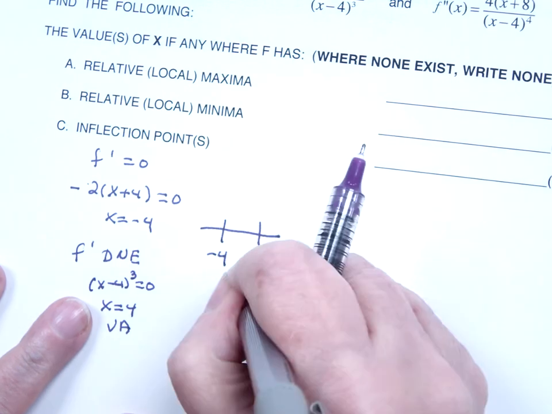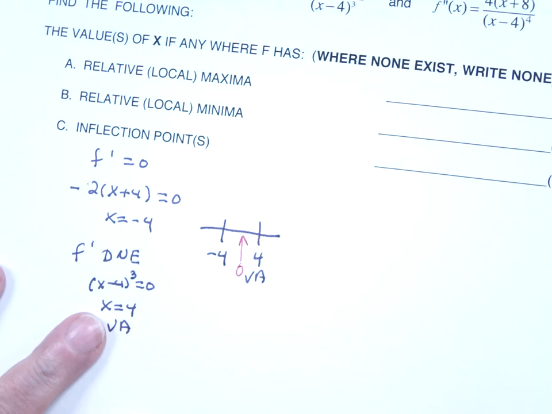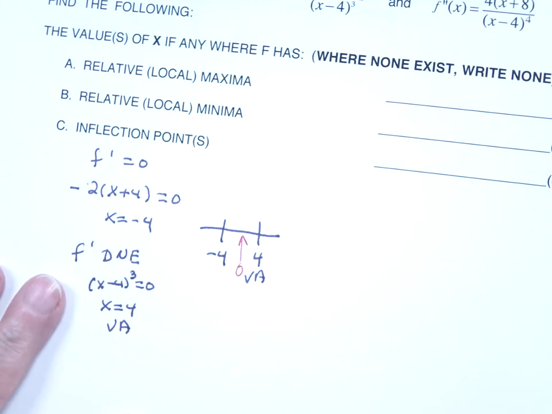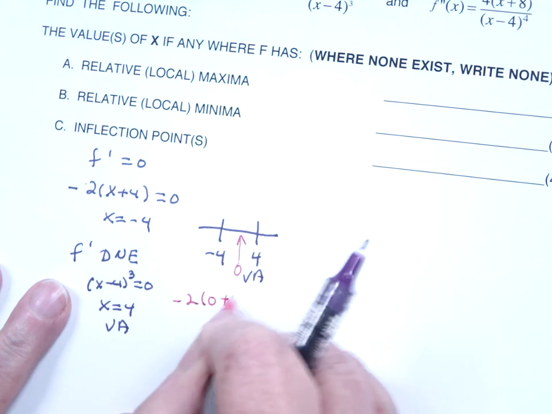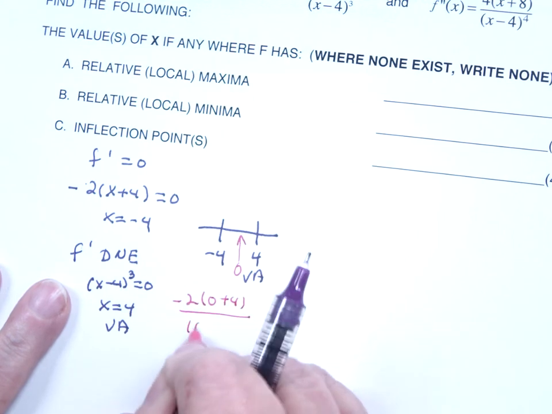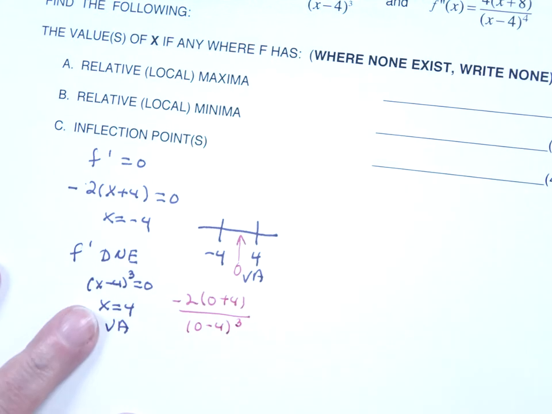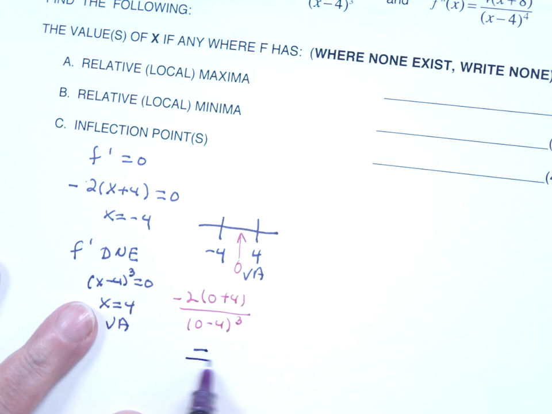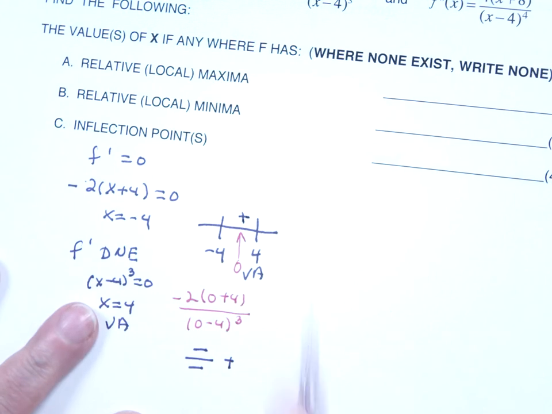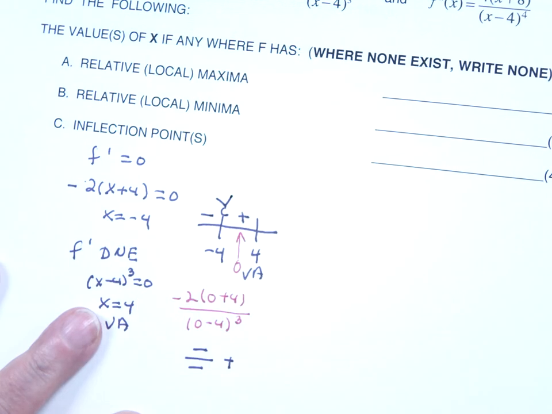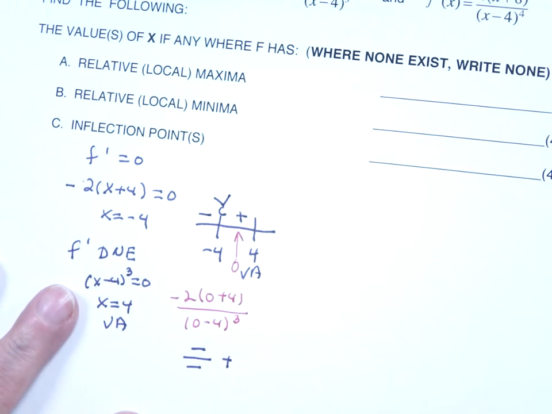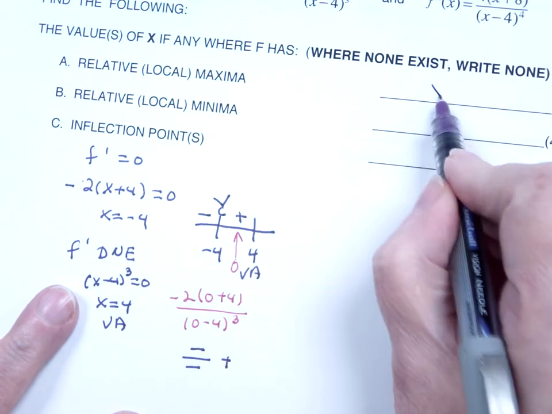And if I pull my test point, namely 0. Because it's a square, and when you differentiate it, you get the cube. This would be -2 times (0 + 4) over (0 - 4)³. Well, the numerator is negative, the denominator is negative. Negative divided by a negative is a positive. This changes because it's multiplicity 1. Negative followed by a positive is a minimum. So you have a local minimum at x = -4.